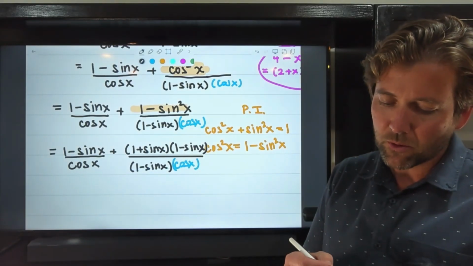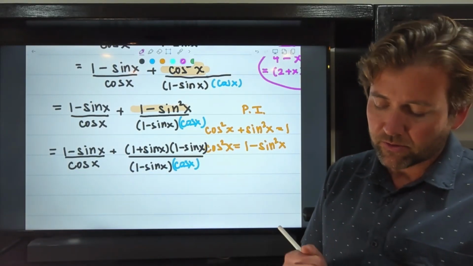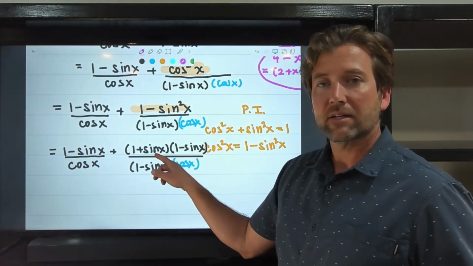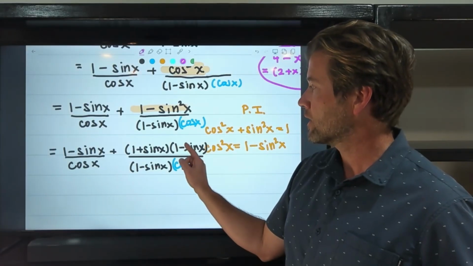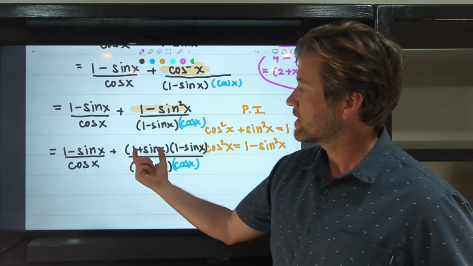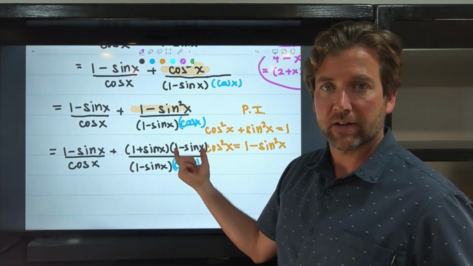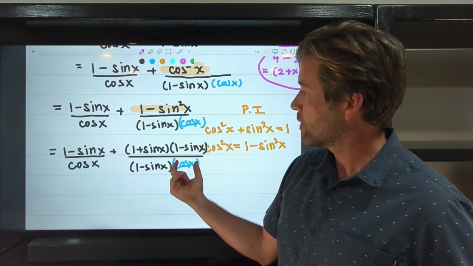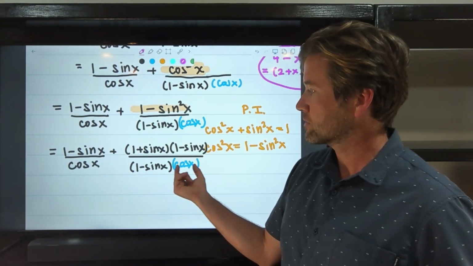But here's what's really cool. The factors are separated by multiplication. So I have 1 plus sine x times 1 minus sine x. So I have the word times right here. So 1 plus sine x is a factor and 1 minus sine x is a factor. Here I have 1 minus sine x in parentheses times cosine of x. So these are both factors as well.